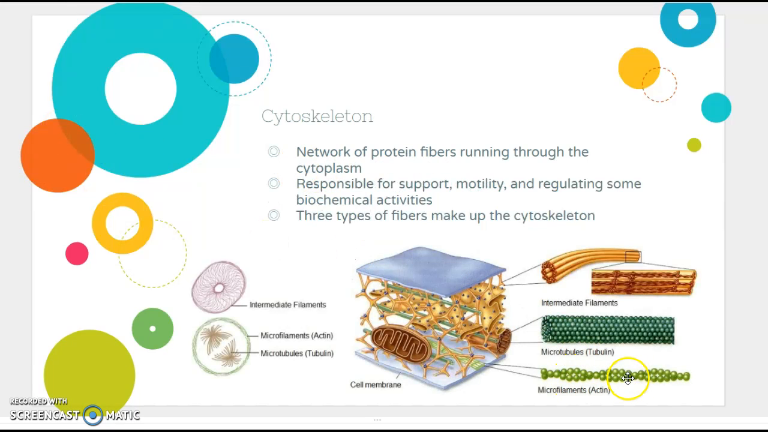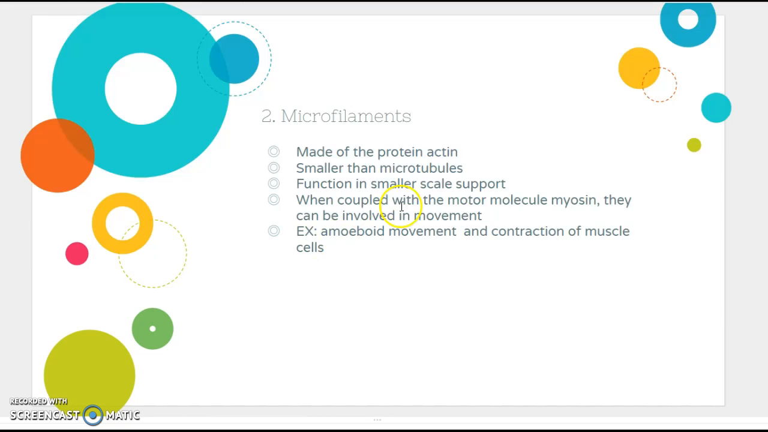The second one is microfilaments. So that is this one right here. This one is made out of the protein actin. So remember the one before was made out of tubulin. Now we have the protein actin. It is smaller than the microtubules, and it functions on a smaller scale for support. It can be coupled with a motor molecule, a molecule that moves called myosin, and it can aid in movement. So we have two examples here. Amoeboid movement. So if you've ever seen an amoeba, it kind of looks like it's crawling. And then we have contraction of muscle cells.